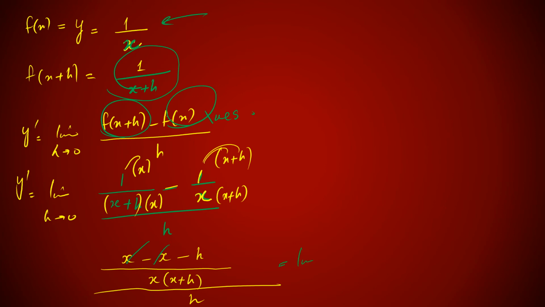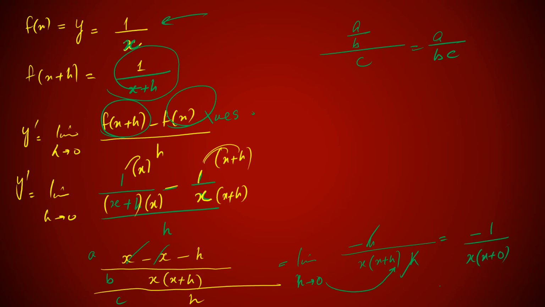Now let's see what is left. We also know that a over b over c is actually equal to a over bc. So we have minus h over x times x plus h times h, because this is your b, this is your a, this is your c. So b and c stay together. Now h cancels with this h, and you are left with minus 1 over x times x plus h. Similarly, apply the limit. So x times x plus 0, you will get negative 1 over x times x, which gives you x squared. So this is the way we solve our rational functions.